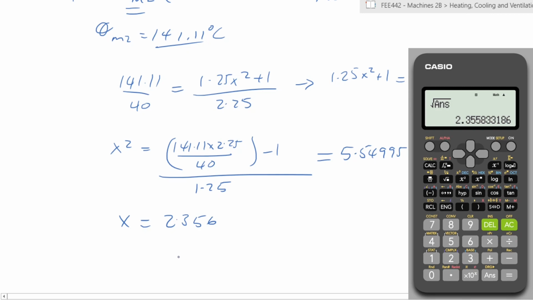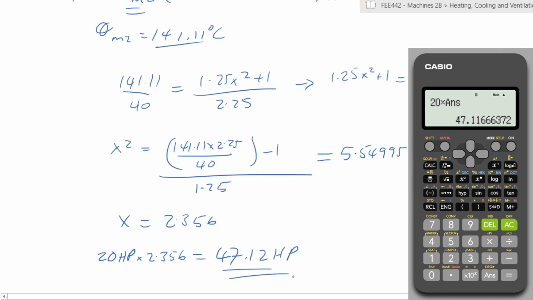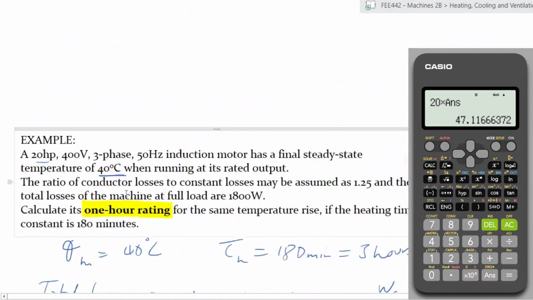So what is this x? This x is the factor over which we can multiply 20 horsepower, times 2.356. So we can run our machine at 20 times that, and it will be 47.12 horsepower. So for 1 hour, we can run our machine at 47.12 horsepower, which is much, much higher than the initial 20 horsepower that we had.